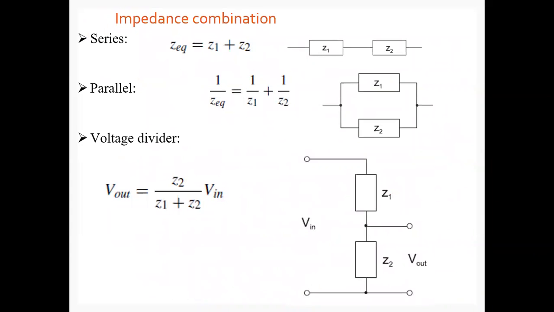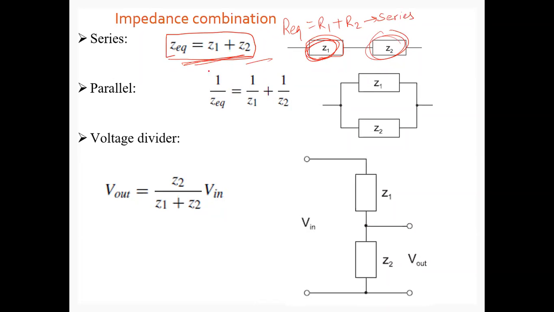So let's do the impedance combination. Suppose you have two impedances, G1 and G2. If they are connected in series, then what is the total impedance? Total impedance is G1 plus G2, as in the case of resistors. So remember, for resistors, R equivalent equals R1 plus R2 if they are in series. In the same way, impedance also follows the same rule. And similarly, if they are in parallel, it's the same rule again. These two are in parallel, and the equivalent is given by this formula again.